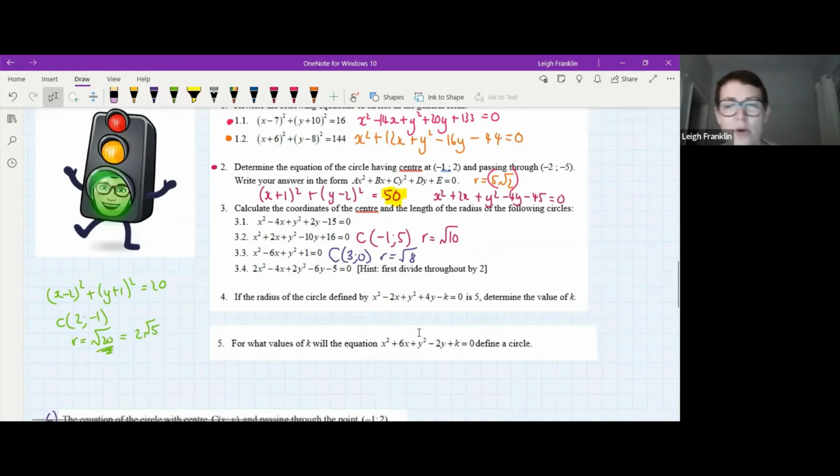Kumo, I think it was you. Okay, Kumo, tell us what you got as your answer, please. So my radius for 3.4 might be wrong because I wasn't sure whether I was supposed to divide the constant value by 2. But for the center, I got the x value as 1 and the y value as 3/2. And then for my radius, I got the square root of 33/2.